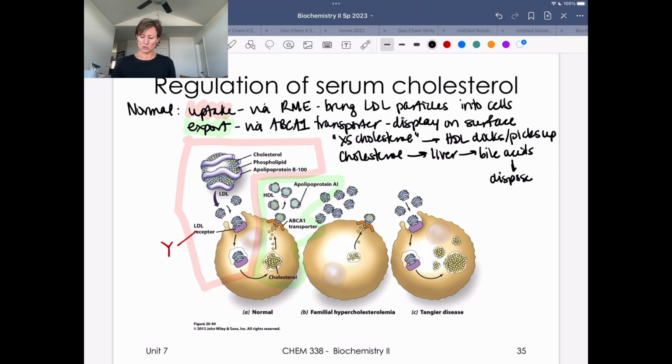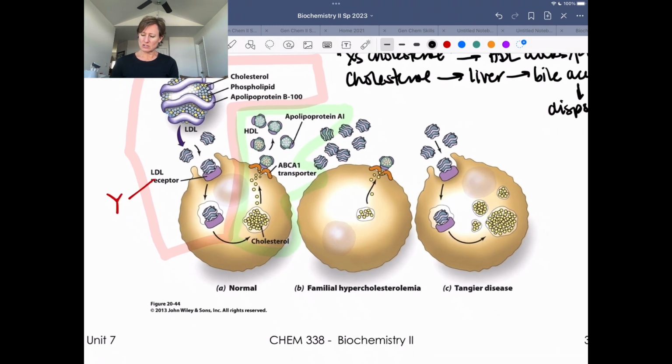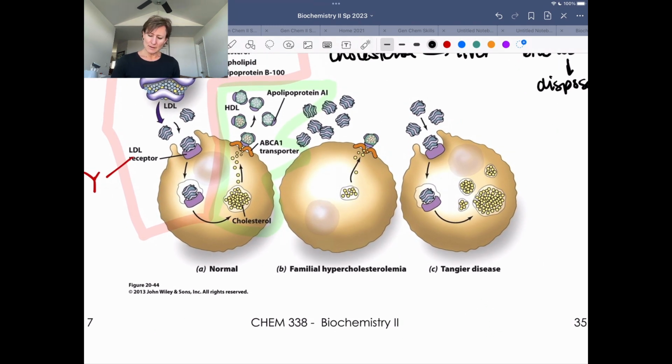So the next two pictures here are going to highlight what happens in two situations that lead to disease states. The first one that we're going to talk about is called familial hypercholesterolemia, often just abbreviated FH. Let's break down this word here. Hyper, high levels, cholesterol, high levels of cholesterol, emia, in the blood. So high levels of cholesterol in the blood.